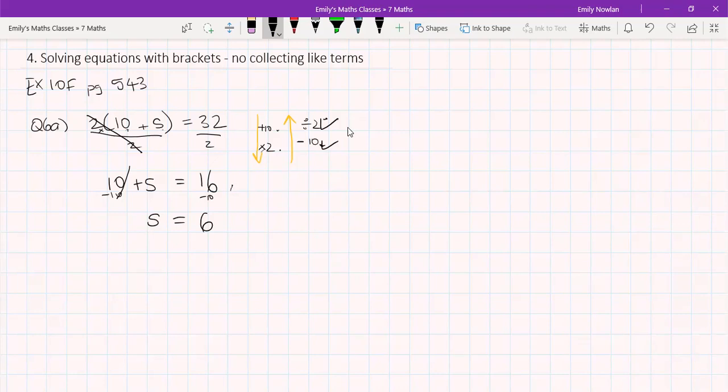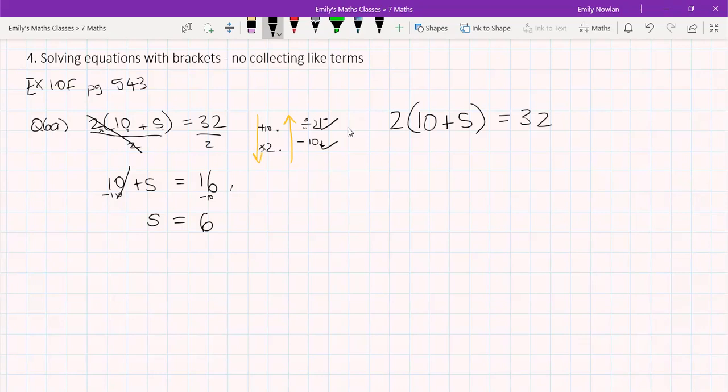It works. Okay, S is a bit of a difficult pronumeral to use because an S and a 5 are very easy to make look the same. But let's have a look at doing the same question, but I'm going to do it a slightly different way. So 2 outside of 10 plus S is equal to 32.